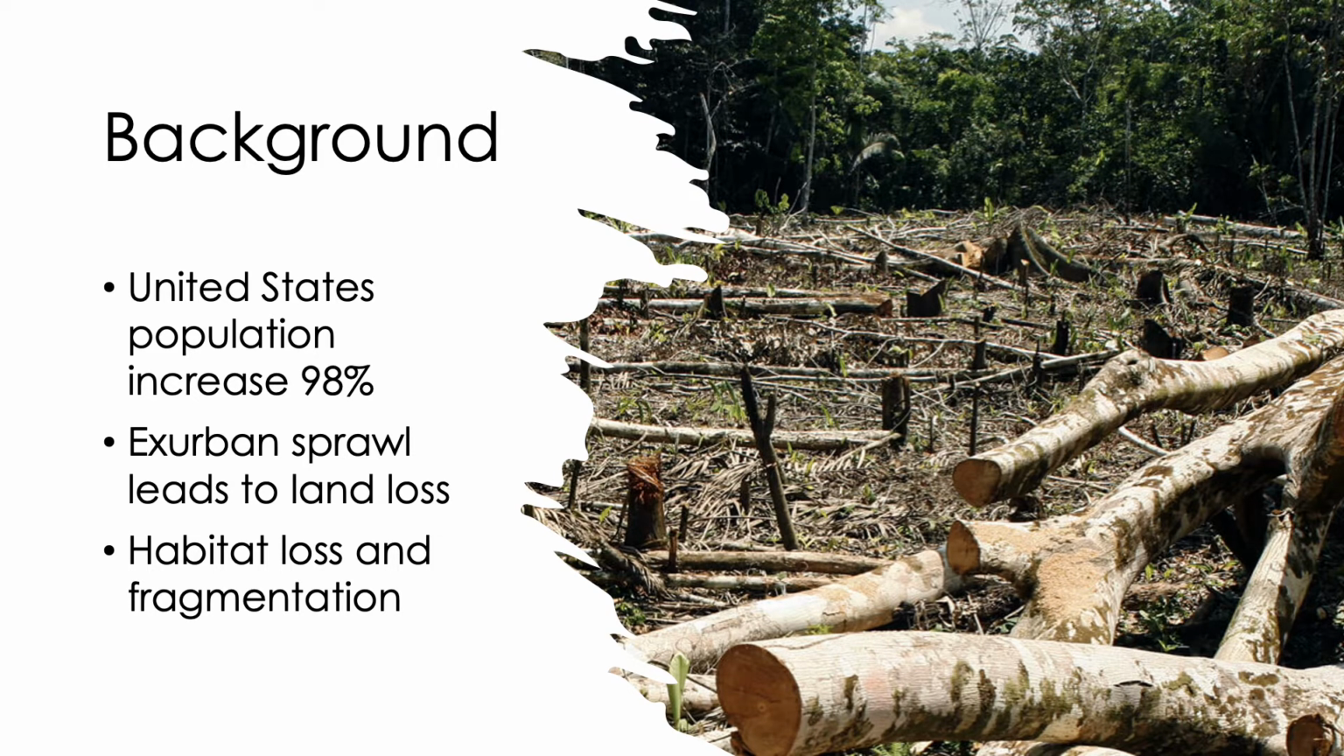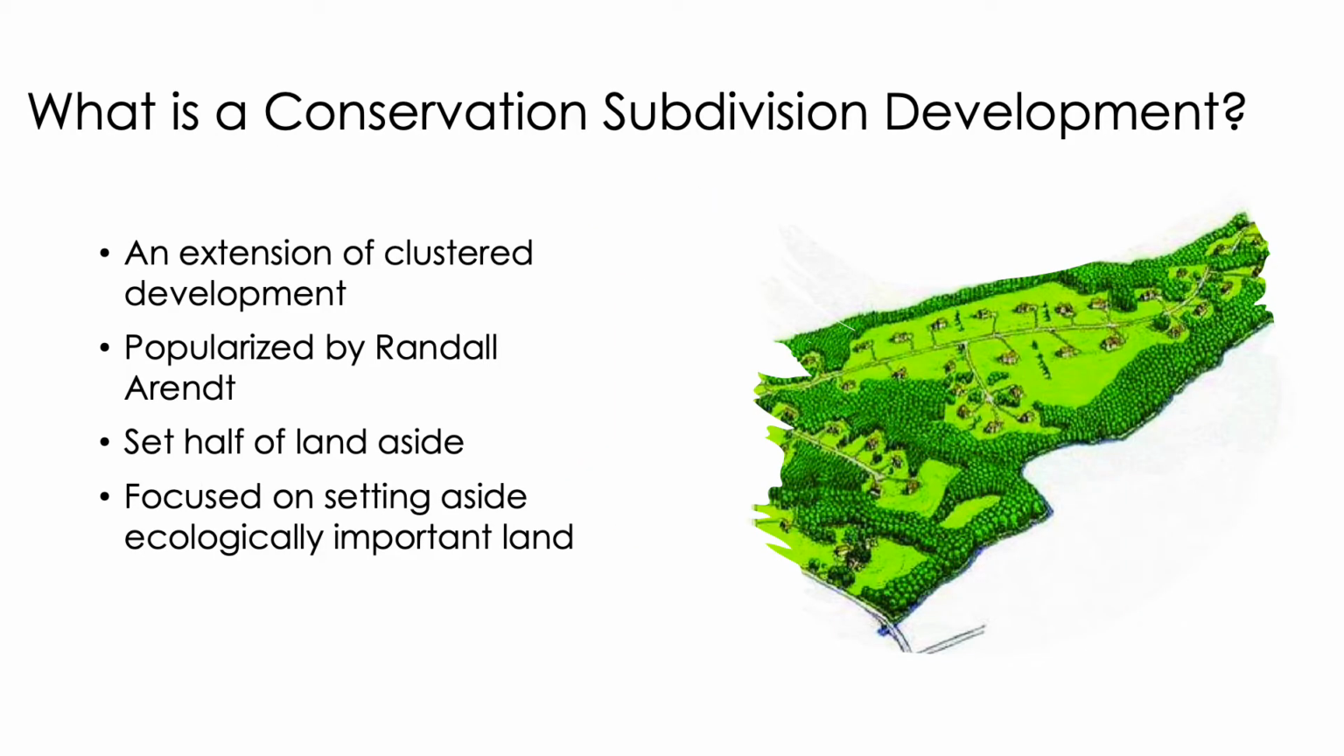In the United States alone, we've seen the population increase by 98% between 1950 and 2010, with even higher increases worldwide. This has led to a lot of ex-urban sprawl, which in turn leads to a lot of land loss. This can also create habitat loss and fragmentation, which puts pressure on species which may already be endangered.